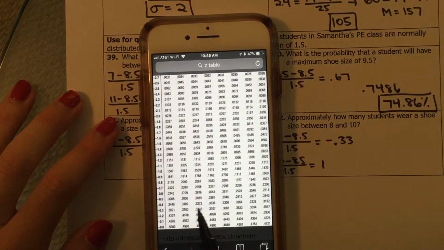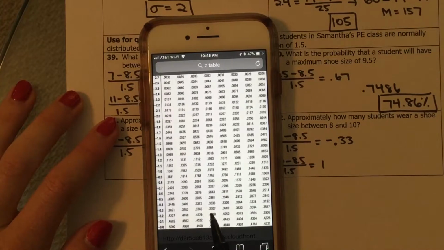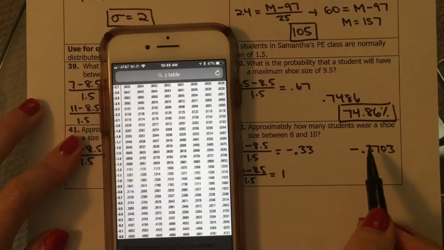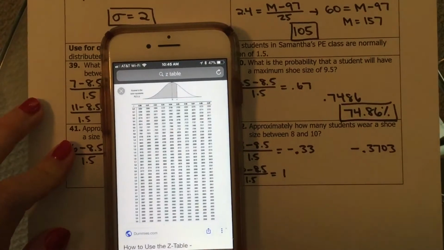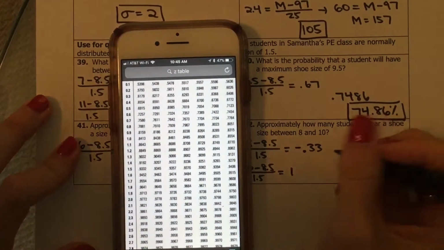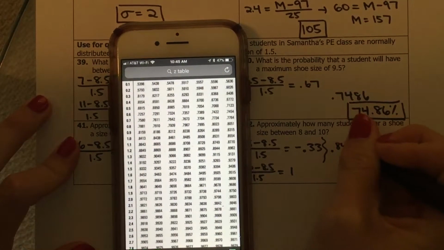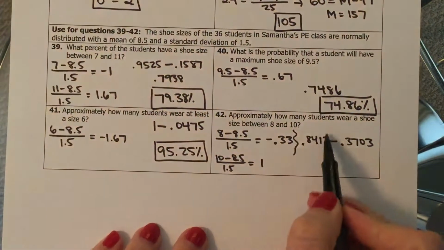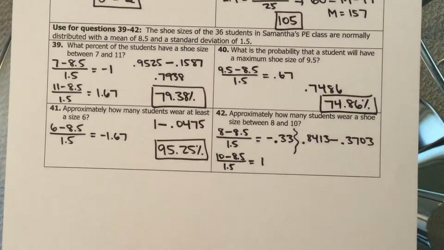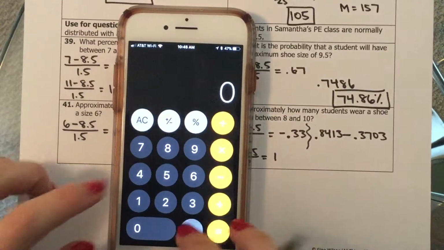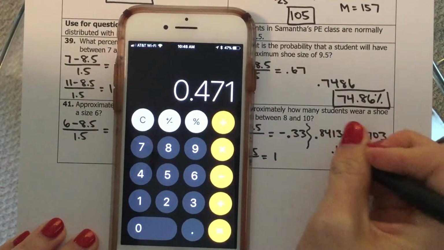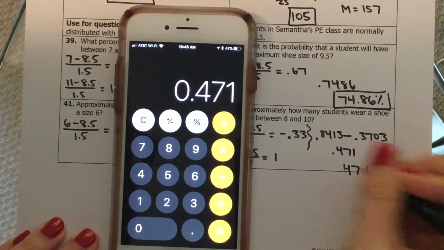So 0.3707. So something minus 0.3707. So that's the probability that it's less than a size 8. So let's get less than a size 10. Okay, so there's 1.0, so 0.8413. So this is the probability that it's less than a size 10. This is the probability that it's less than a size 8. So subtracting these would give us the value in between. All right, so 0.8413 minus 0.3707, and we get 0.471 or 47.1%.